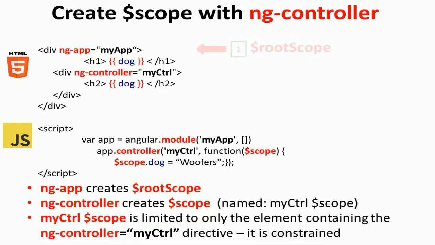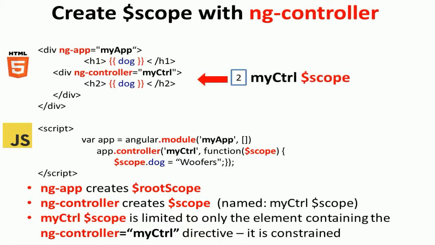ng-app creates the rootScope, and this object is global and available to every element defined as an Angular application. ng-controller also creates a new scope. This scope can be referred to by the name assigned to the controller in your application module object, and also included as the ng-controller attribute value. In this case, myCTRL for my controller. So our new scope created by this ng-controller directive can be referred to as myCTRL scope.